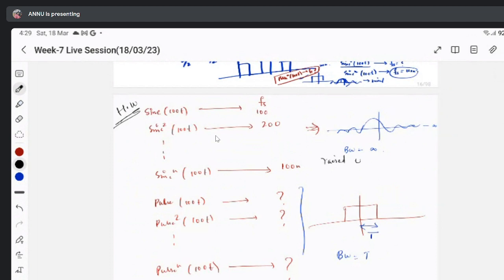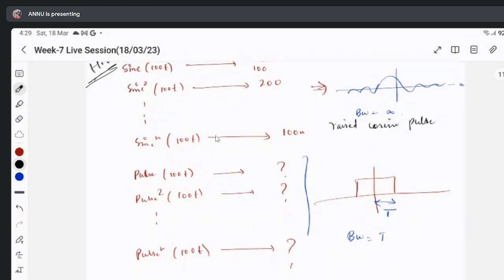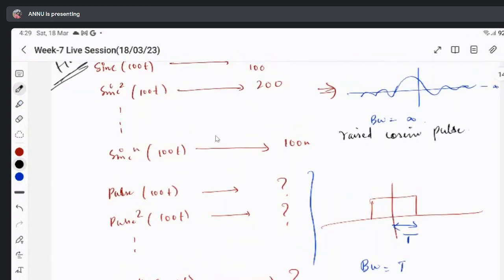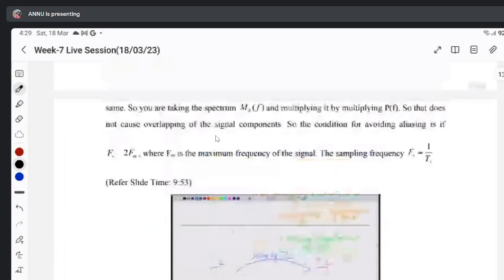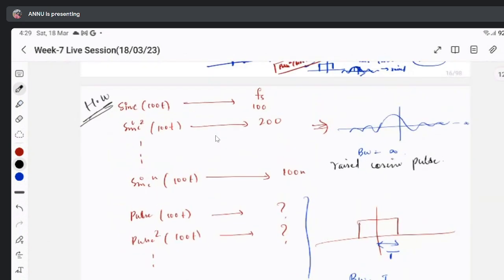Raised cosine pulse. This one is the pulse, right? This of bandwidth T. This is the pulse for which we have to find this expression, right? This is the time domain expression of the pulse. You have to find the frequency domain of this. Yeah, you have to find this one. So I just want you to give it some time, think, and then answer.